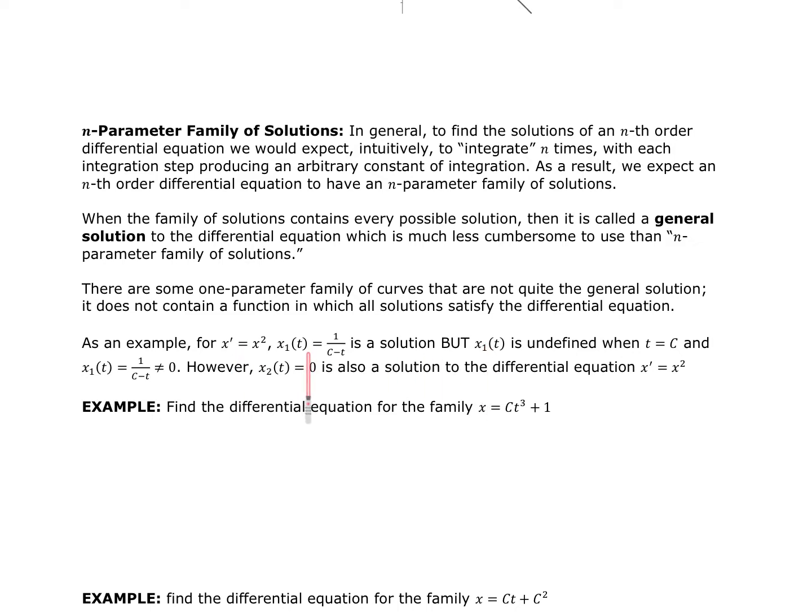But this particular function, x sub 1, is undefined when t is equal to c. And this function is never going to equal 0. Now, if I take a second function, not from the same family as x sub 1, a total stranger, x sub 2 of t is equal to 0. This is also a solution of this differential equation.